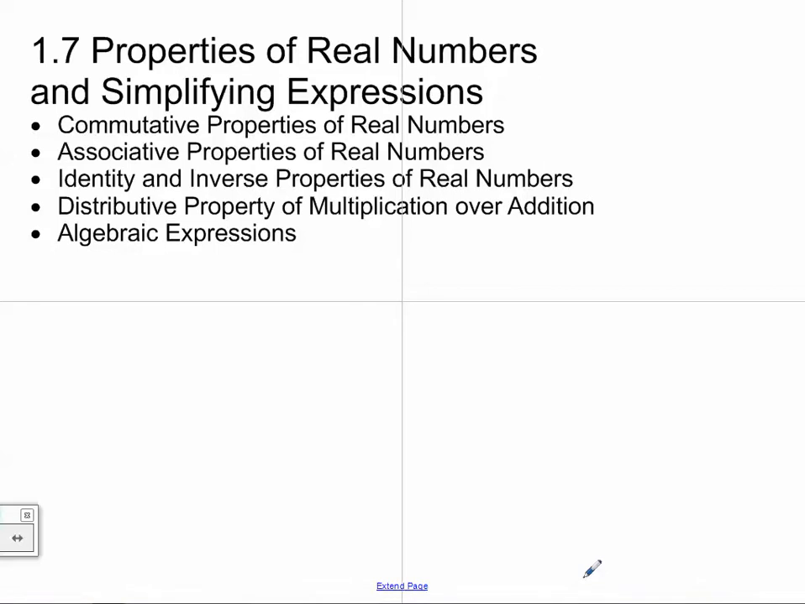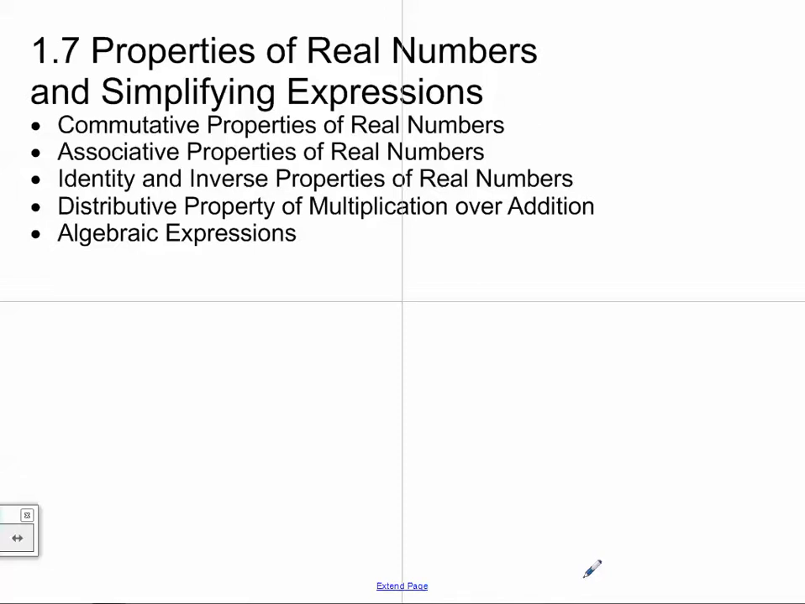Alright, today's section 1.7, properties of real numbers and simplifying expressions. We're going to talk about properties of real numbers, kind of what we can do with real numbers. The reason we're doing this is so that we can apply these properties when we try to solve equations or simplify expressions, because using these properties will make things a lot easier.